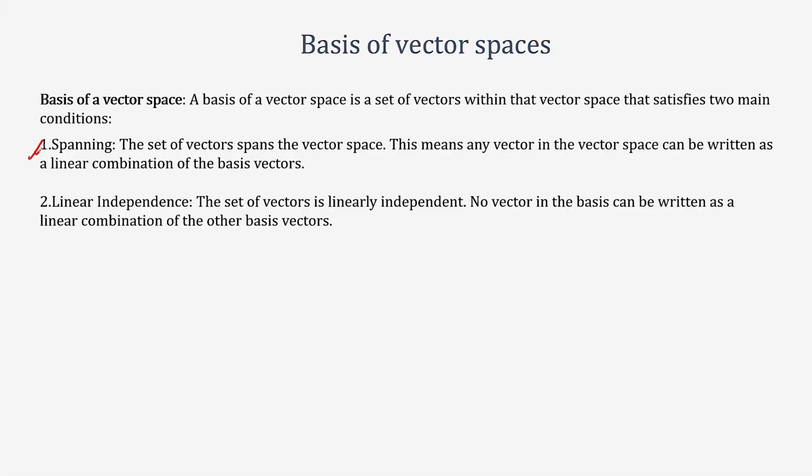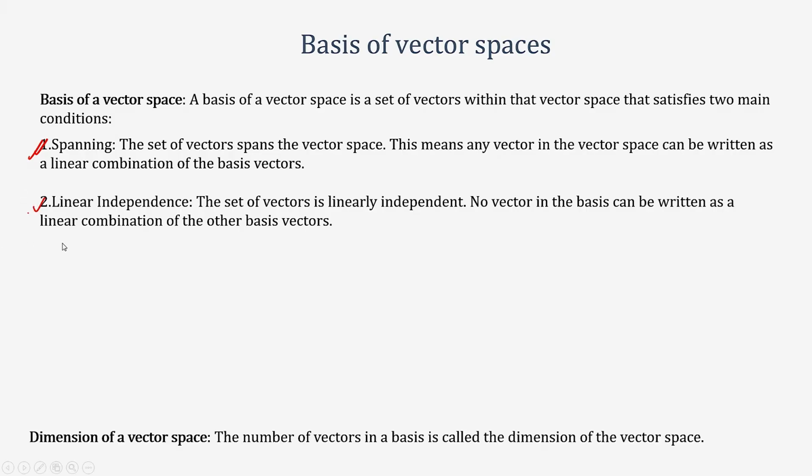So, here is the formal definition of a basis of a vector space. A basis of a vector space first must span the vector space. That means any vector in that vector space must be writable as a linear combination of the basis vectors. And secondly, the basis vectors must be linearly independent. And the number of vectors in a basis is called the dimension of a vector space.